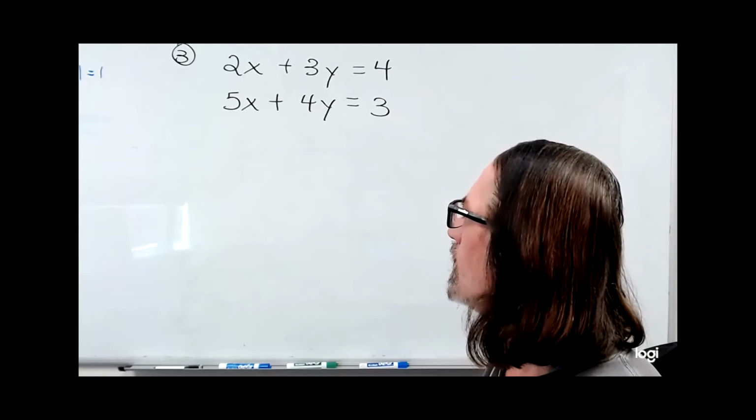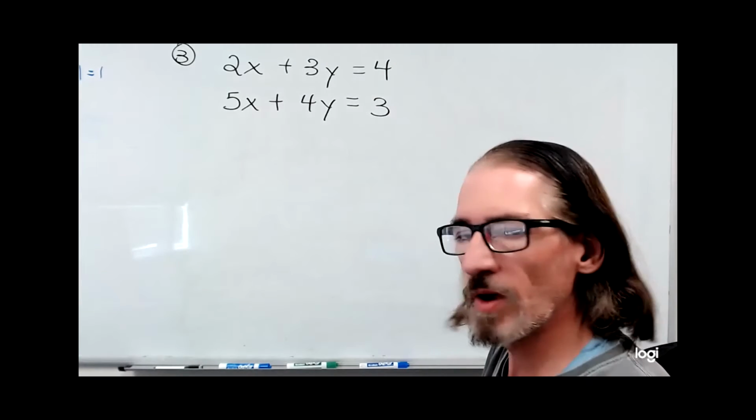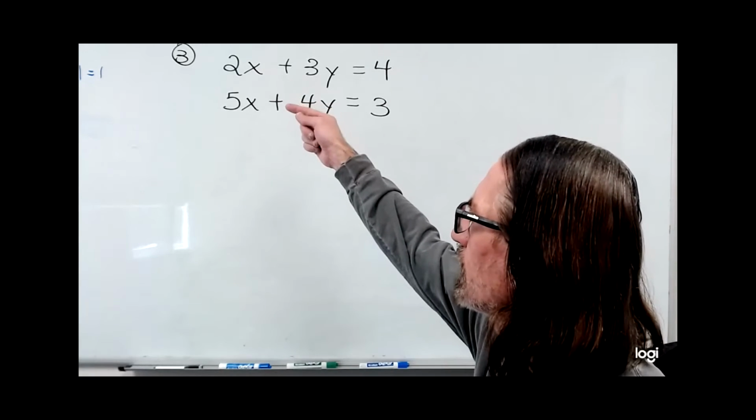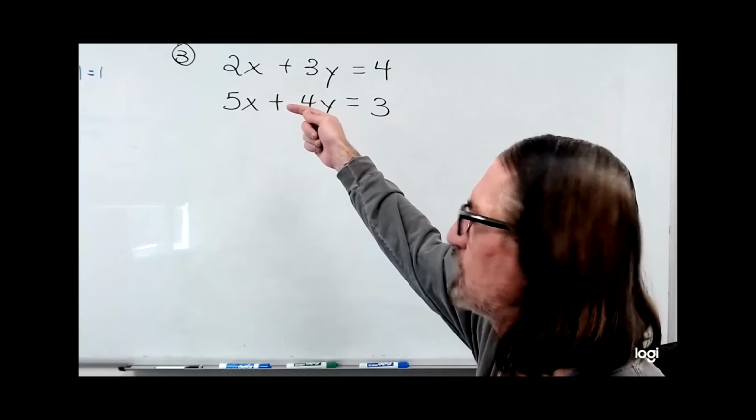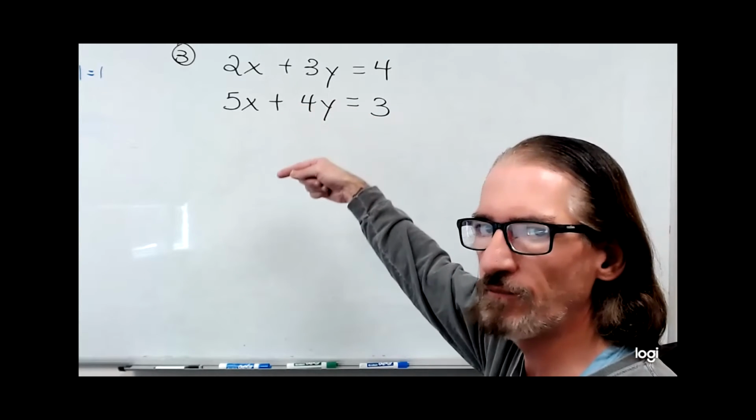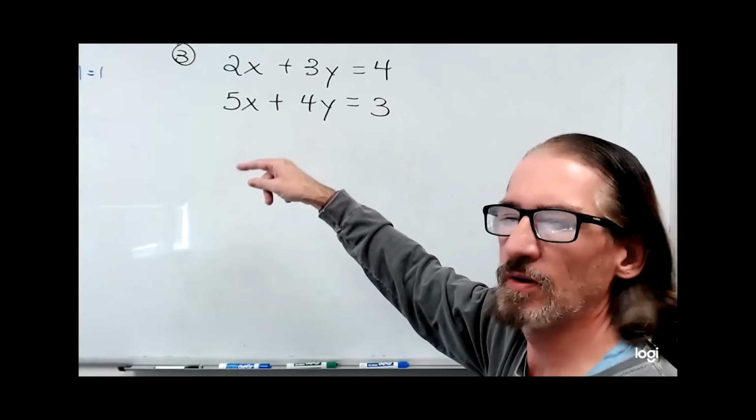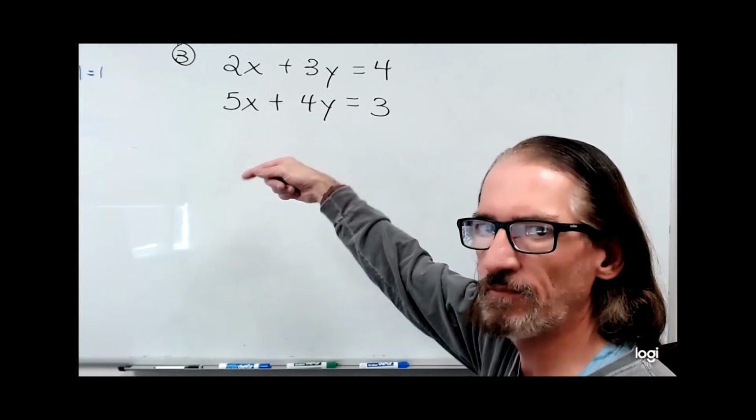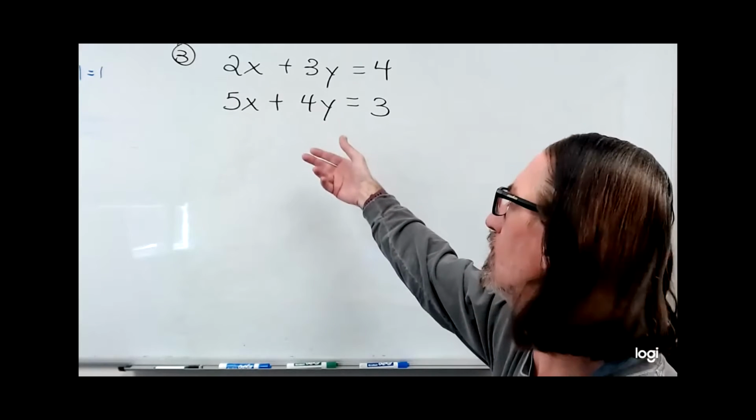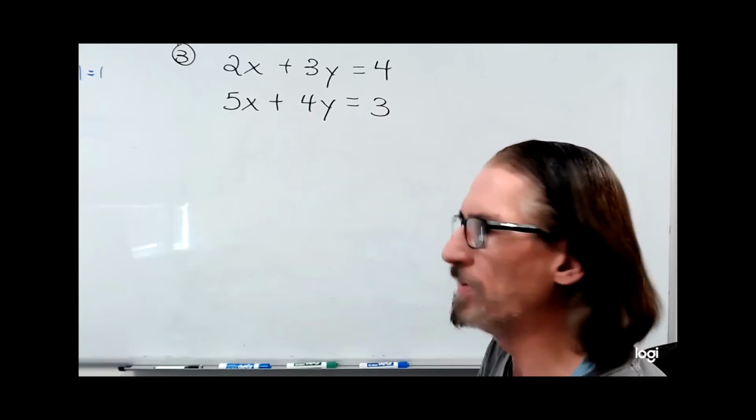So not only am I going to have to multiply one of the equations, but there's nothing nice to multiply 2 by to get 5, or to multiply 3 by to get 4, and vice versa, to multiply something by 5 by something to get 2, or to multiply 4 by something to get 3. It's not going to happen.